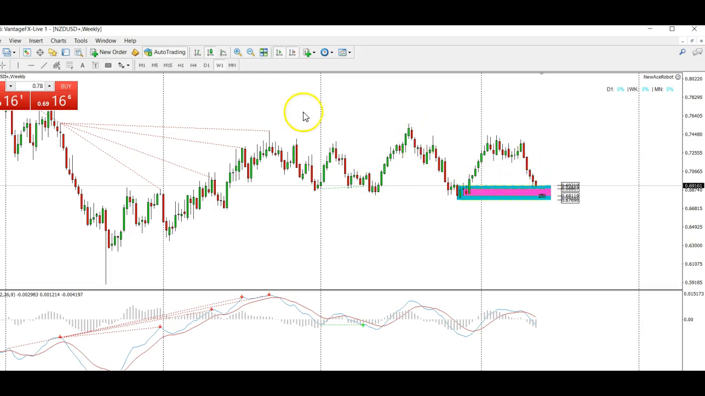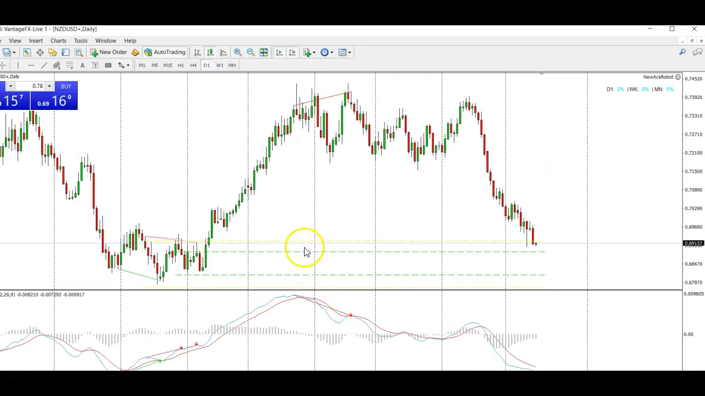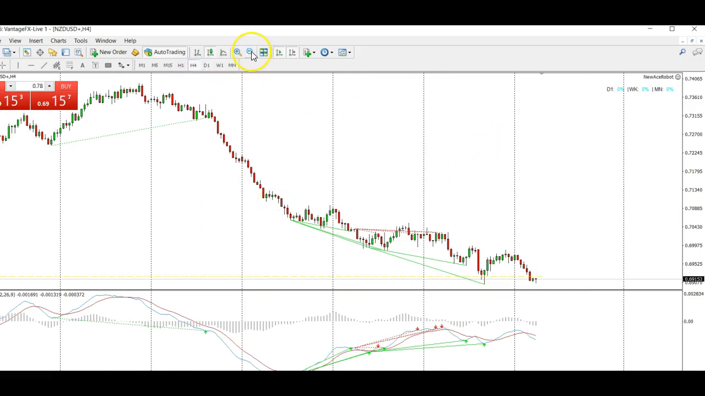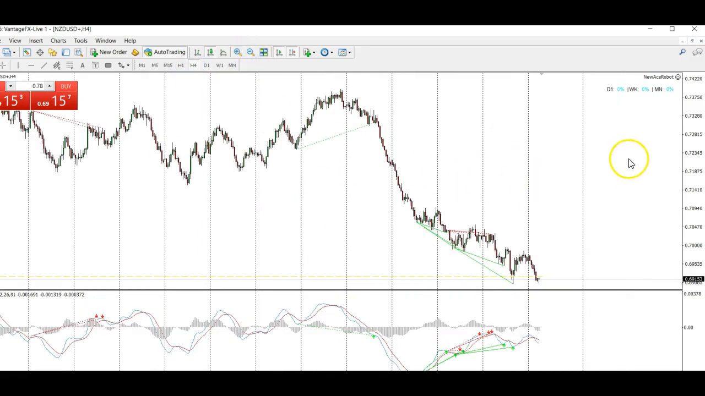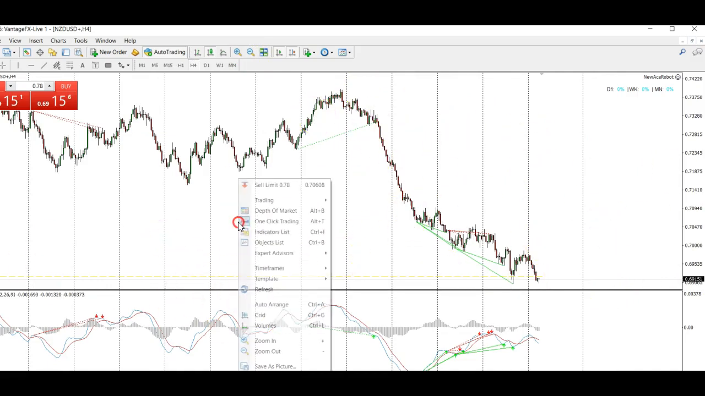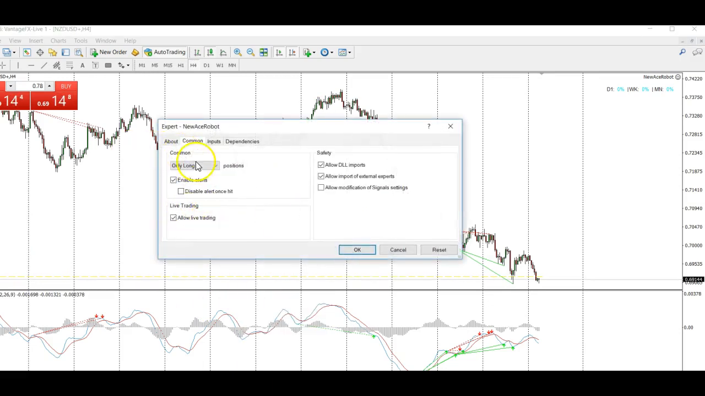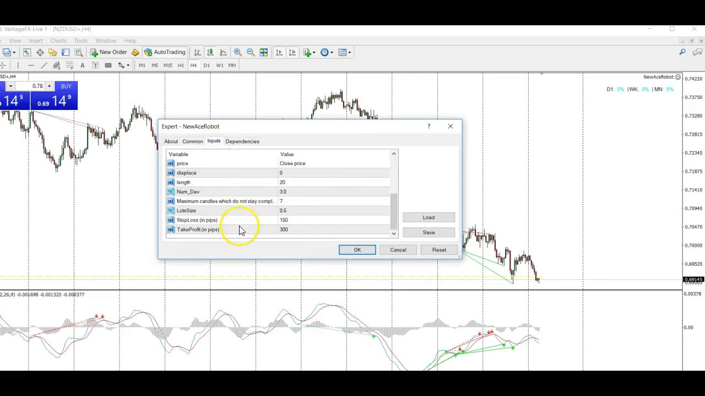On the weekly, we're coming into it. If we look at the daily, coming into this area, and I've placed my robot onto the 4-hour charts, and I'm getting ready for a signal to happen based on the TraderX system. If you go to the expert advisors, you'll go to here. I've got allow live trading. I've selected only longs as I'm only looking to buy. I've put my input: stop loss 150, take profit 300, trade size 0.5.